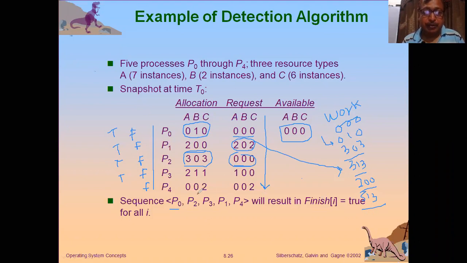And after that, I will be able to satisfy the demand of P4. So there is a safe sequence that exists, that is P0, P2, P3, P1, and P4. And I will be able to say that the system is not in the deadlock state. Okay. Shall I move ahead? This example is clear.